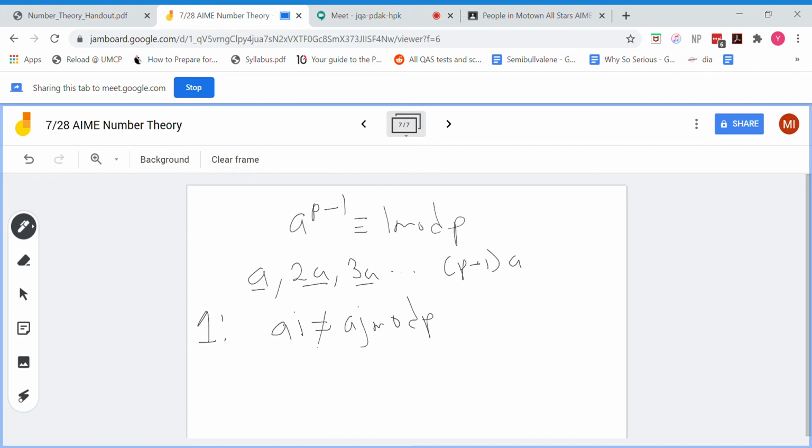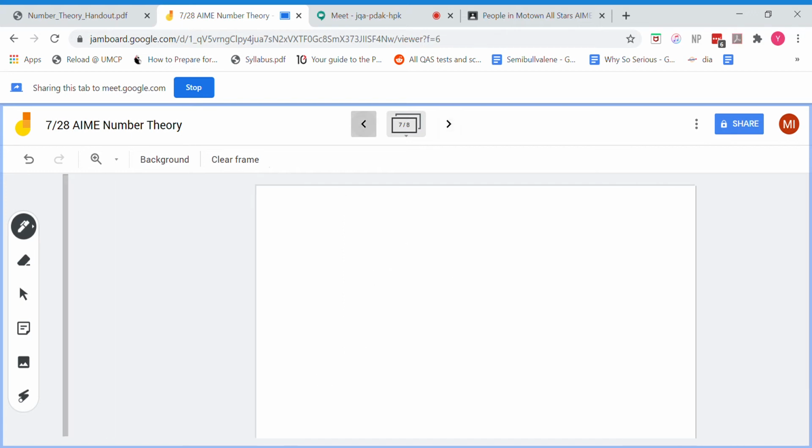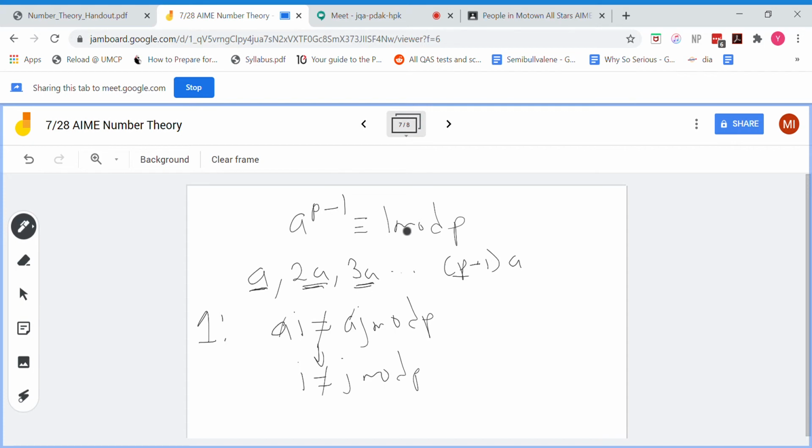And this is obviously true. We can just divide the a from both sides, and so i equals j mod p. So if i is not equal to j, then ai is not equal to aj mod p. Right? So none of these are the same mod p. Each of these, a, 2a, 3a, are a different value under mod p, and there's exactly p minus 1 of them.